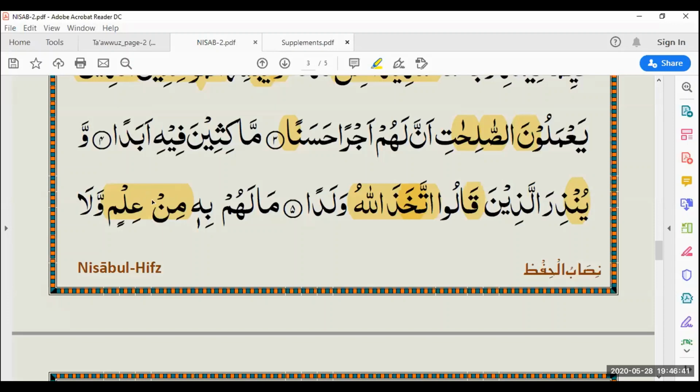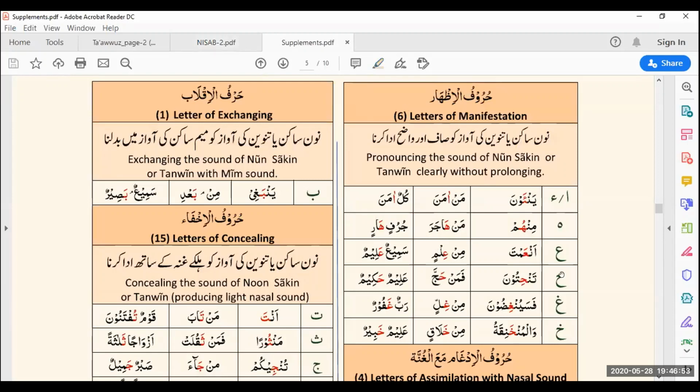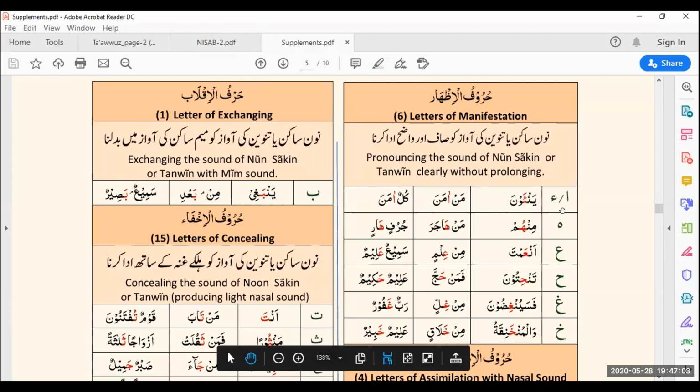So the letter after Nun Sakin, or it could be Tanween here. Instead of Nun Sakin, if there was Tanween, the rule would still apply. So we have Ain. I'll just quickly switch to this PDF. You can find this on the website nqc.org.uk under supplements. Huruf izhar are alif, hamza, ha, ain, ha, ghain, kha. Any of these letters that come after Nun Sakin or Tanween, it is izhar. We have to manifest it.